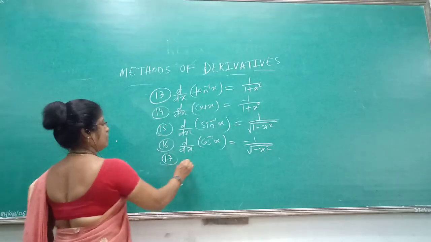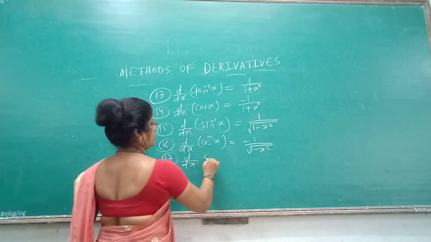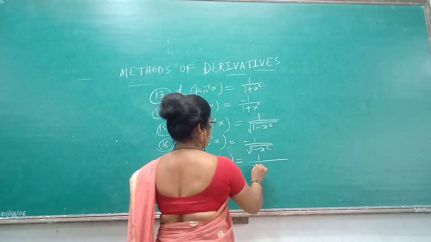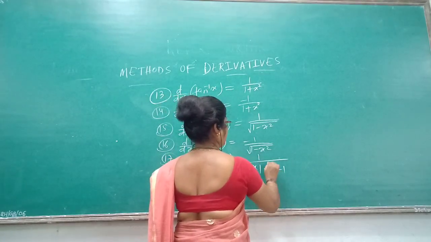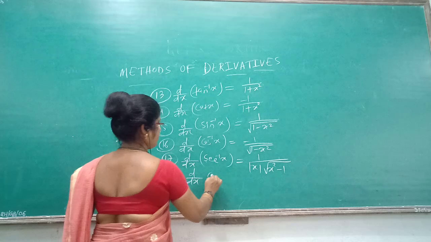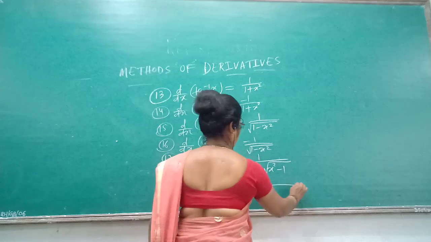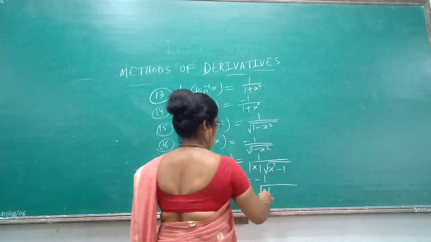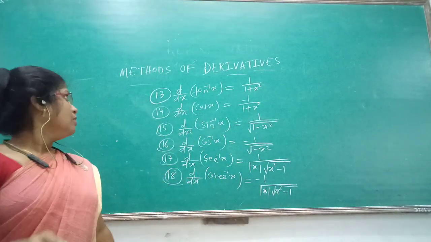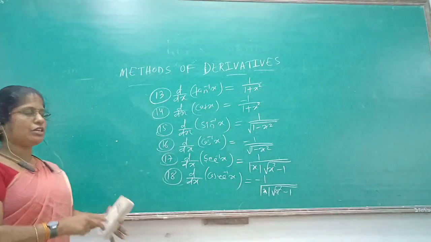derivative of sec inverse x is 1 by, similarly derivative of cosec inverse x is minus 1 by mod x into square root of x square minus 1. So formulas 13 to 17 are all trigonometric inverse function derivatives.